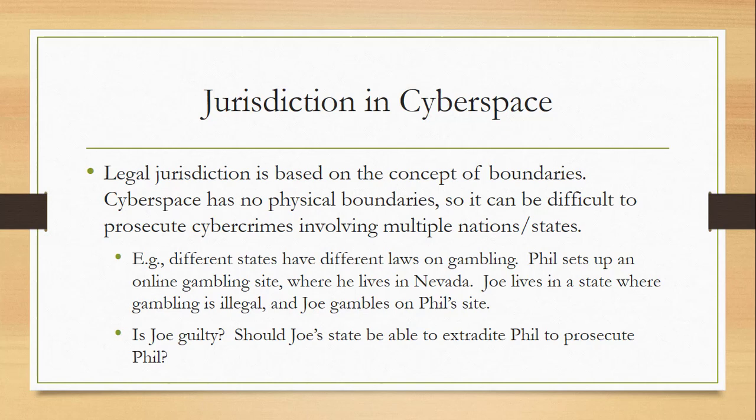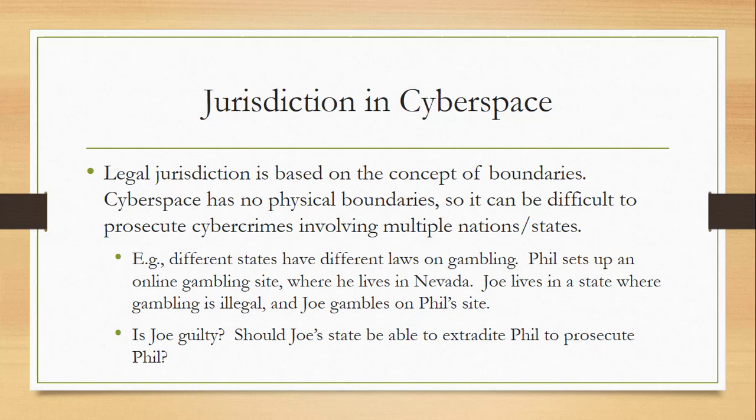So here's an example case. Different states here in the United States do have different laws on gambling. Gambling is permitted in certain states, such as Nevada. So let's say we have Phil. Phil lives in Nevada, and he decides to set up an online gambling site. However, Joe lives in a state where it's illegal to gamble, and Joe hops onto the internet, goes onto Phil's website, and gambles.